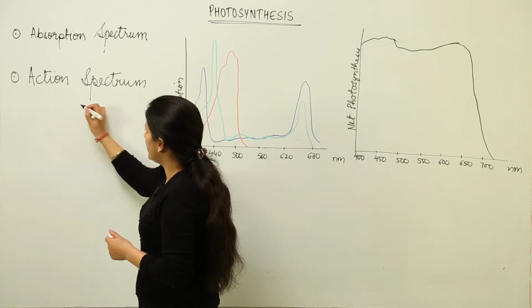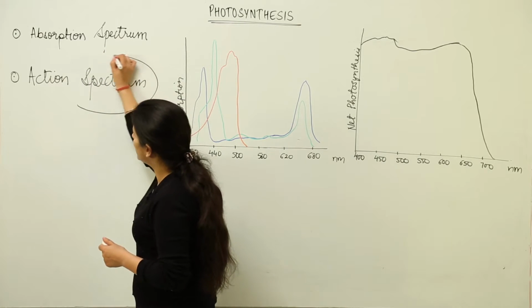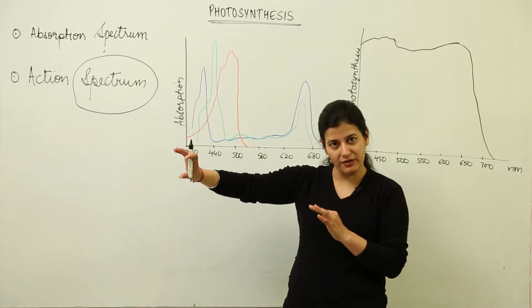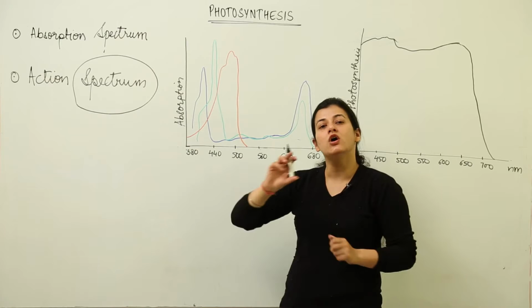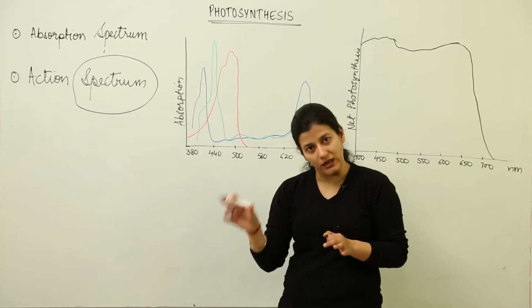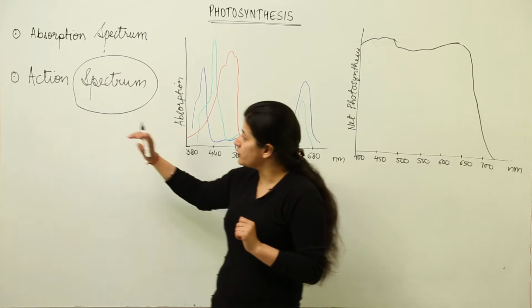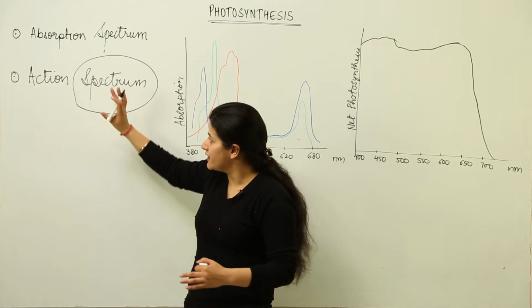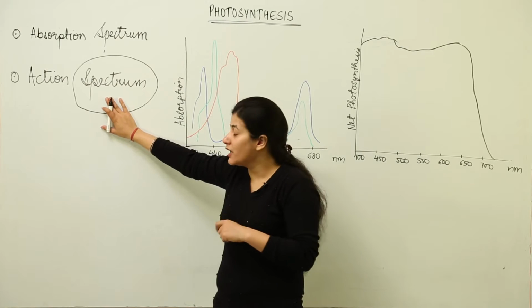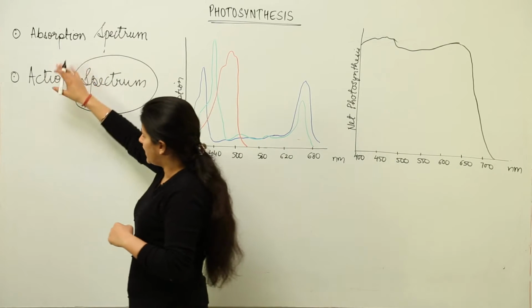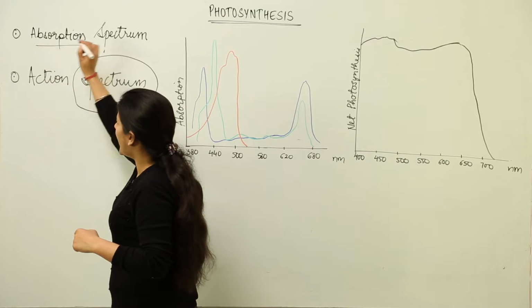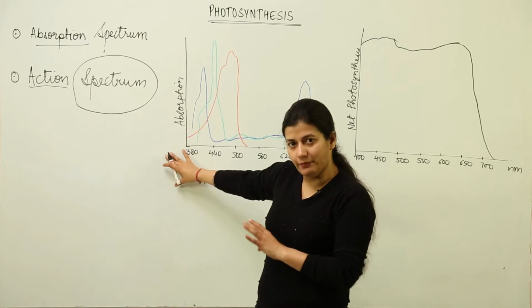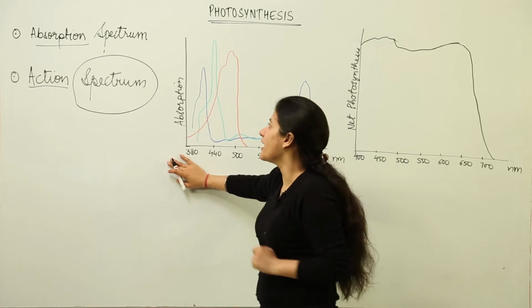Now, whenever the word spectrum comes, do keep in mind that you are dealing with white light, which can be broken down into different wavelengths, and those different wavelengths correspond to different colors. Now we would be dealing with those different wavelengths of white light. That means we are having a spectrum. Now the other word, in both cases, is absorption and action. Now you're clear with spectrum? Let's see what absorption spectrum has to say.